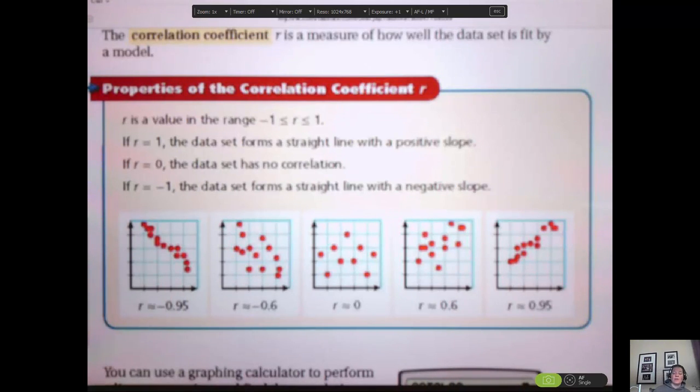None of them are ever going to be in a perfect line unless they're an example from your book and someone set it up that way. But if you really collect data and you really form your scatter plot, your dots, you're not going to get this perfect relationship. Okay, so let's do an example.